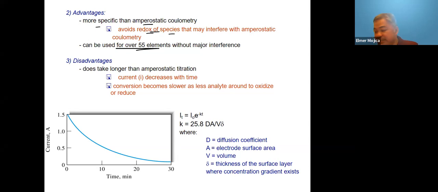Okay, the disadvantage that you have, it does take longer than amperostatic titration. Okay, and the current would decrease with time. So nababa yung current with time, and the conversion becomes slower as less analyte around to oxidize or reduce. Okay, so ito yung usually formula na ginagamit nila dito sa type na tinatawag nating colorimetry.